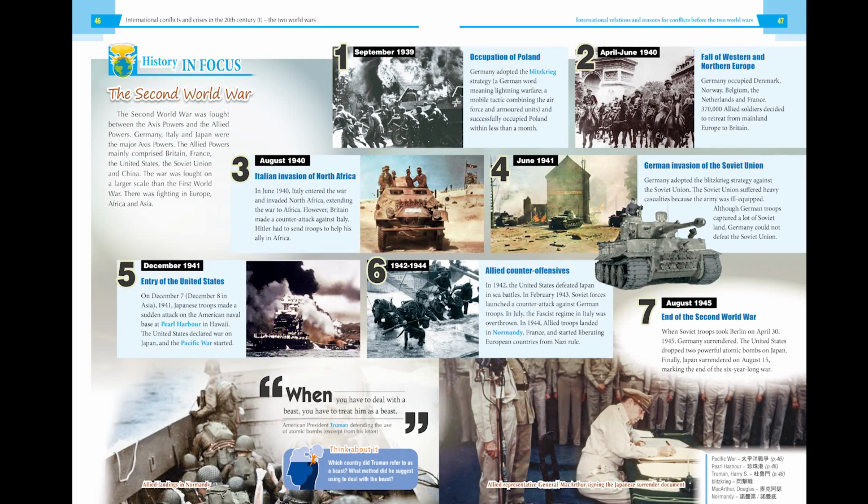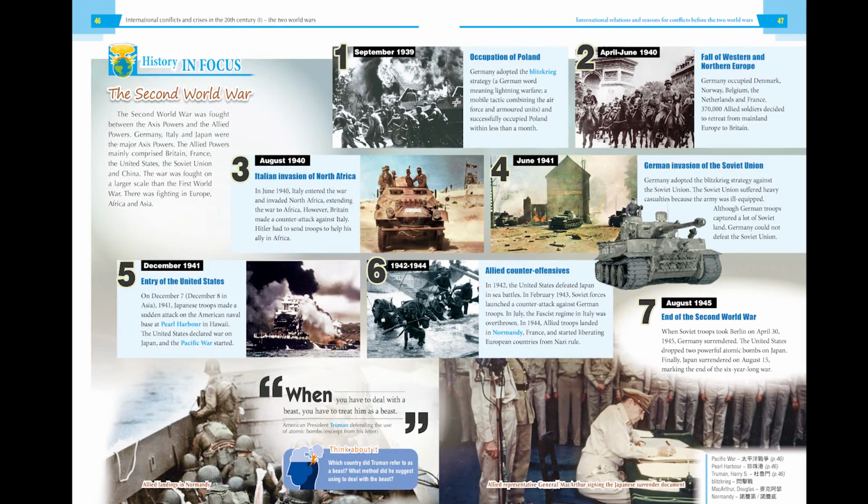7. August 1945. End of the Second World War. When Soviet troops took Berlin on April 30, 1945, Germany surrendered. The United States dropped 2 powerful atomic bombs on Japan. Finally, Japan surrendered on August 15, marking the end of the 6-year-long war.